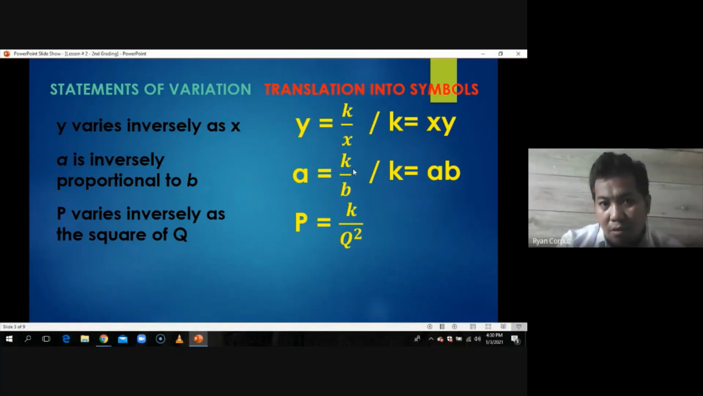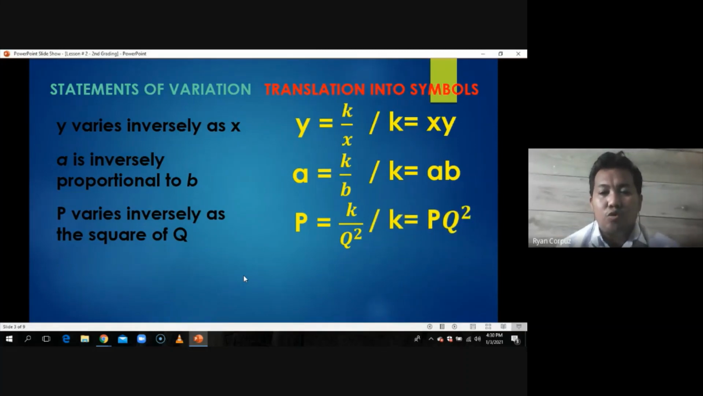Kung ano yung given quantity in the statement, ganun din dapat yung gagamitin na quantities when you translate it into symbols. That's very important. So next, another translation is its translation in terms of K. That will be K is equal to P Q squared. Again, ulitin ko, dapat kung ano yung mas nauna in the alphabet, yun pa rin ang pagsulat natin.